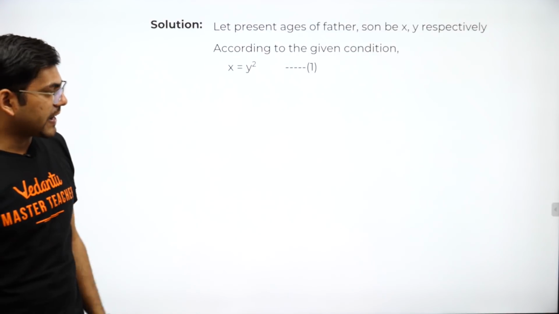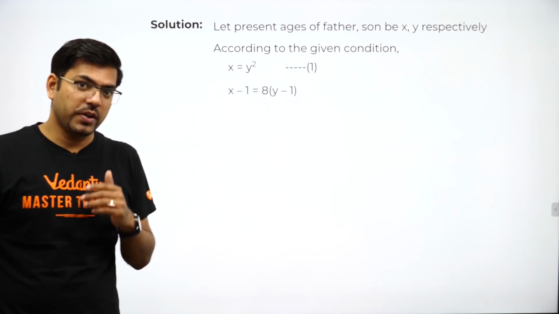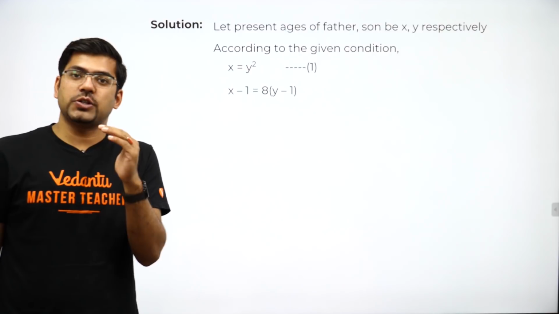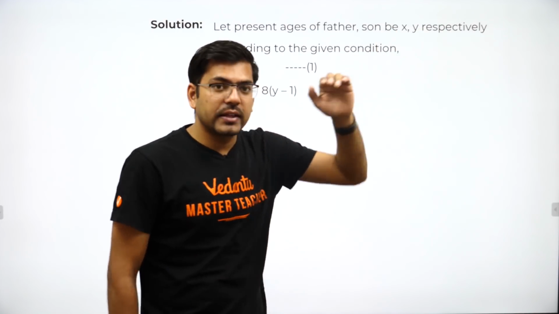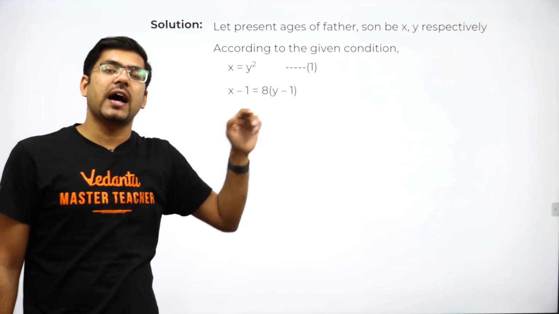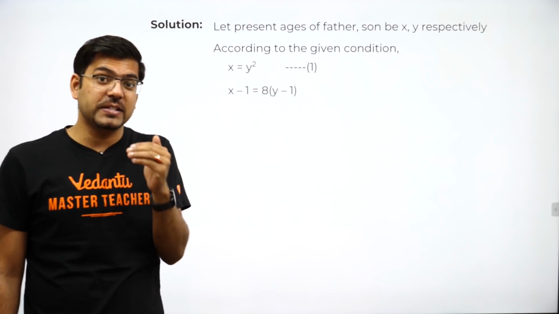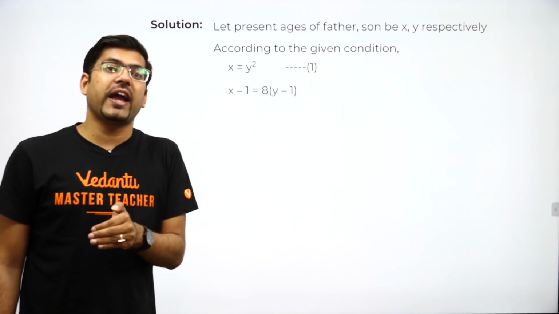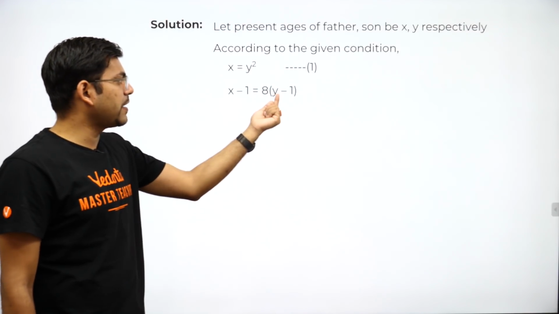Now, the second condition given in the question was 1 year ago. The age of father would be 8 times the age of son. Now, if father's and son's ages are x and y, then remember students, these ages are always taken as present ages. We always assume these ages as present ages. Now, if x and y are present ages, then 1 year ago their ages would be x minus 1 and y minus 1.